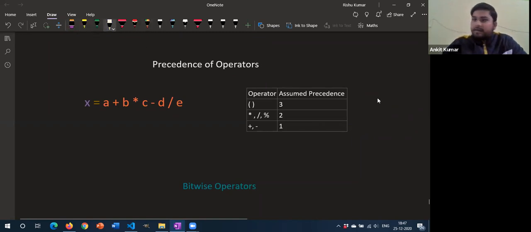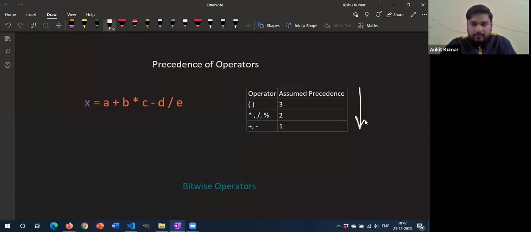So here in the precedence of operators table, I have written these brackets, which are given the value 3, and multiply, divide, and mod operators, which is 2. It means that from top to bottom, the first one, the bracket, has the highest precedence, and plus and minus have the lowest precedence. So when you move from top to bottom in this table, you are moving from highest to lowest.